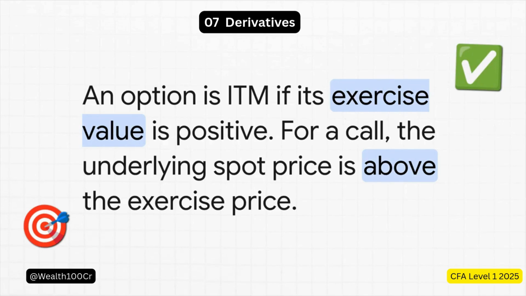Let's go back to our cricket ticket example. Let's say you bought it for a fixed price of 1,000 rupees. That is your exercise price. Now, just before the match, the excitement is so high that the spot price for the same ticket is 5,000 rupees. Your right to buy at 1,000 is now very, very profitable, no? Your ticket is deep in the money.